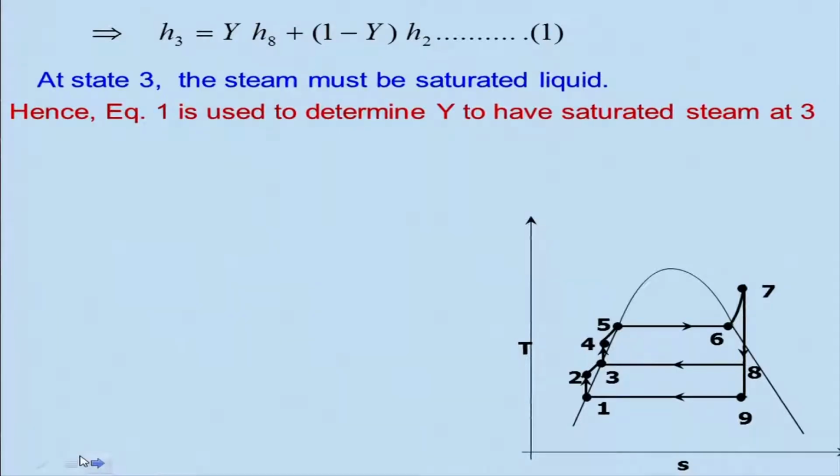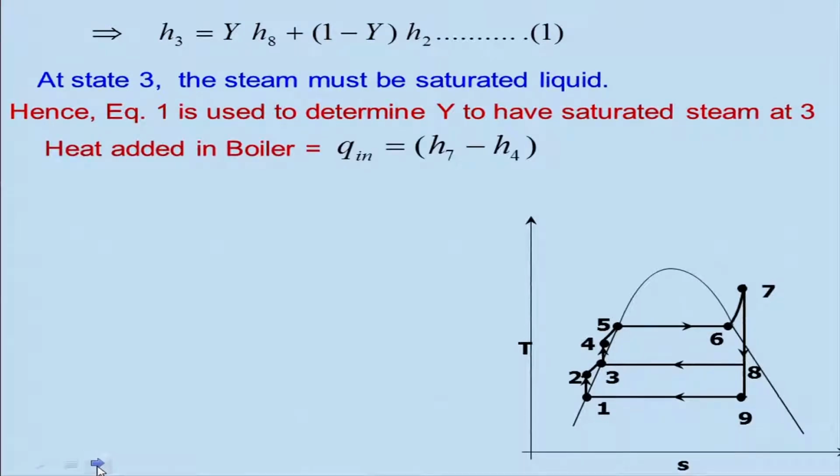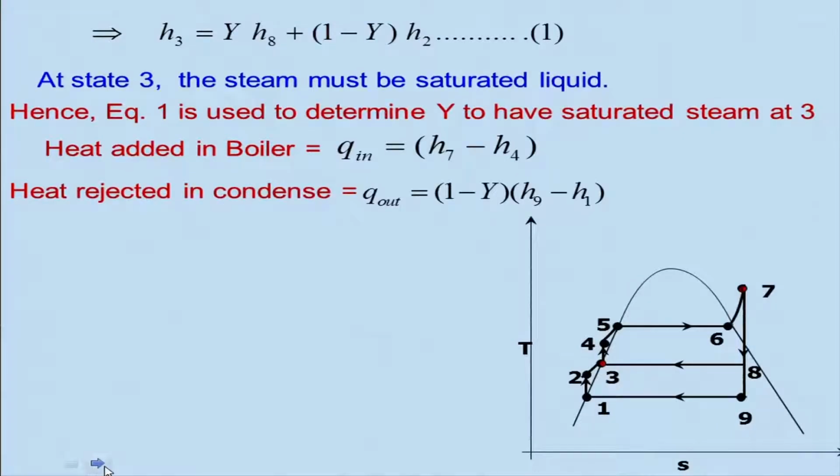So, hence equation 1 is basically used to determine the Y, that is the steam extraction fraction, to have a saturated steam at 3. And if you look at heat added in the boiler, what is it? Basically H7 minus H4, and the rest of the heat is coming from the feed water heater, right. So, the heat rejected is how much? That is (H9 minus H1) into (1 minus Y), that is heat rejected.